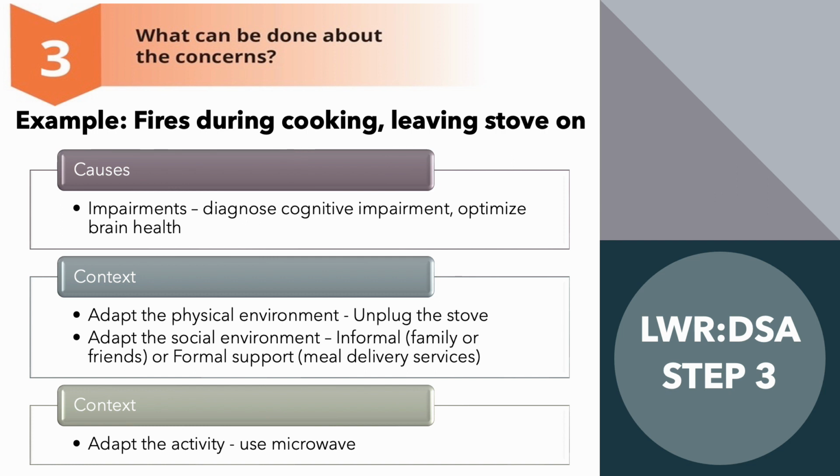The context can be addressed by adapting the physical environment by unplugging the stove, using a timer, or by putting up reminder notes. The context can be addressed by adapting the social environment, by engaging informal support such as family and friends dropping off meals, or by more formal support such as meal delivery programs. The activity of cooking could be adapted by recommending cooking with the microwave.